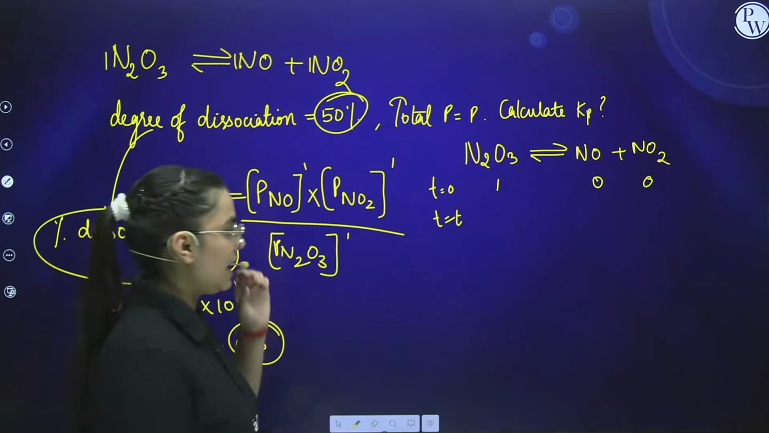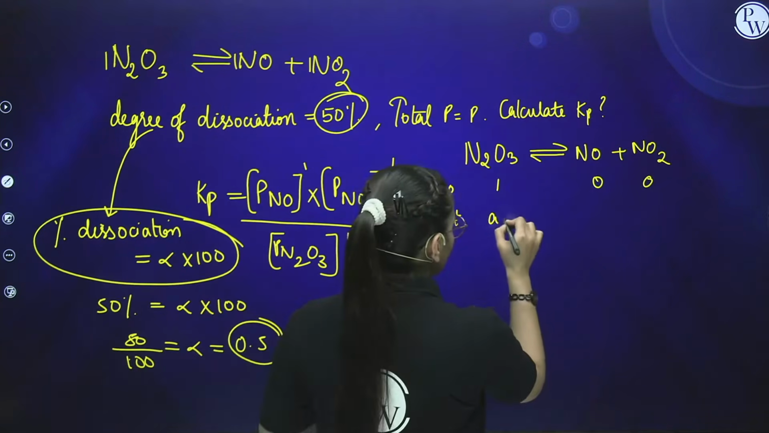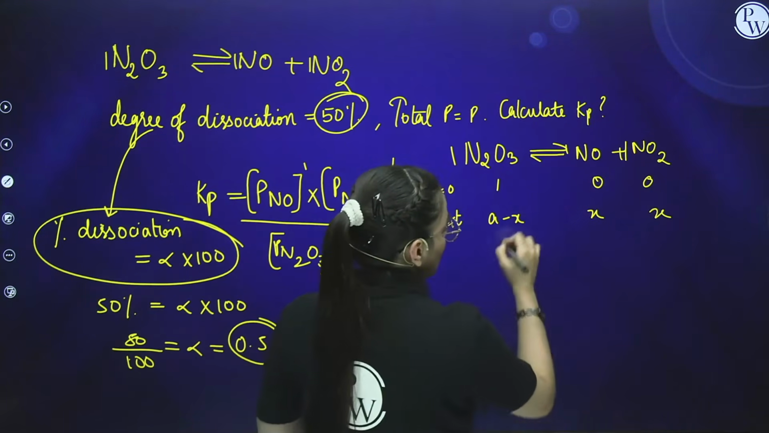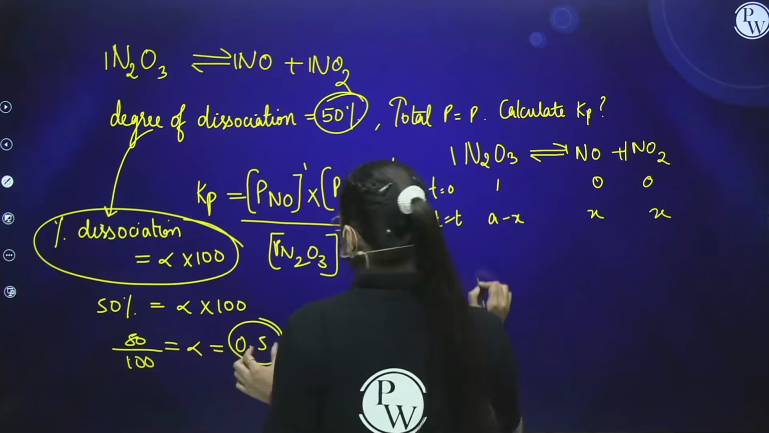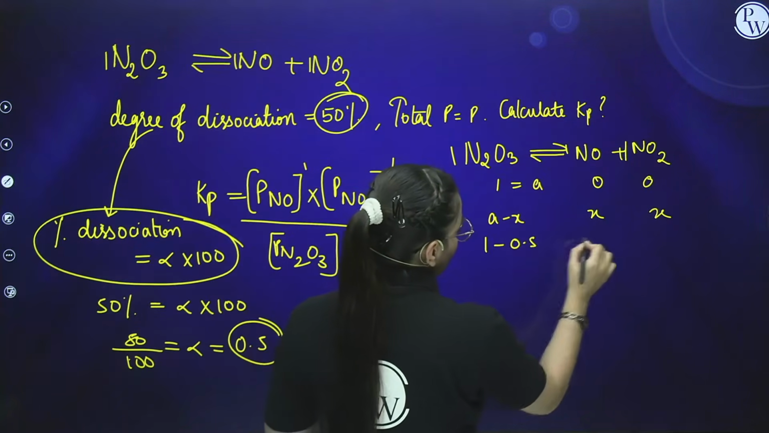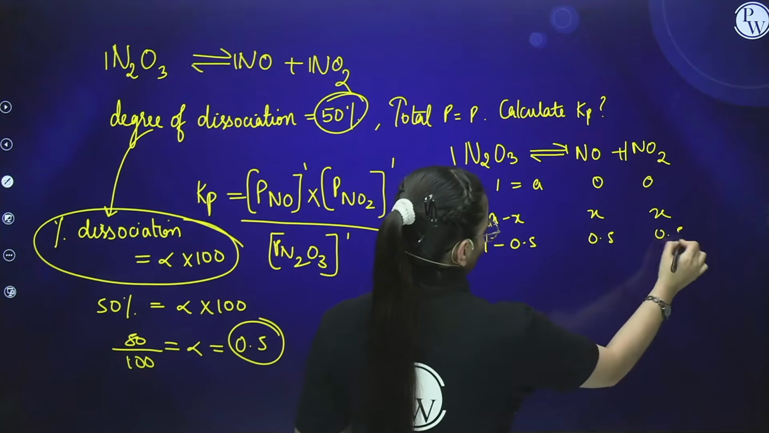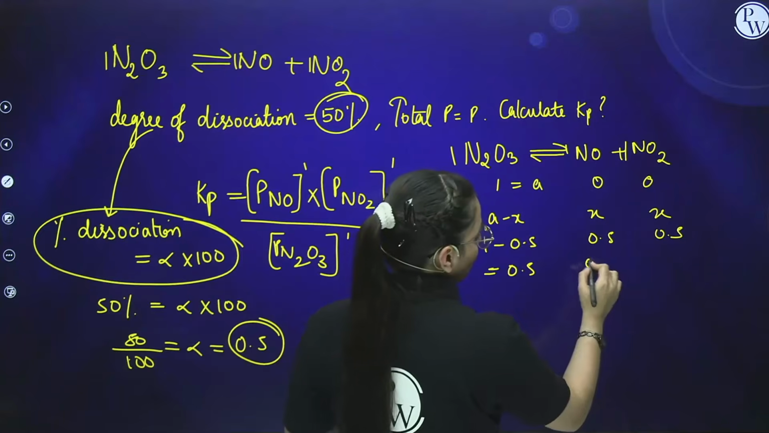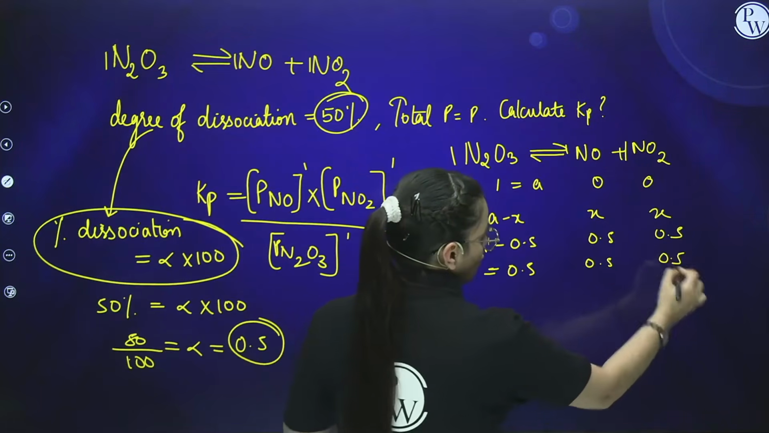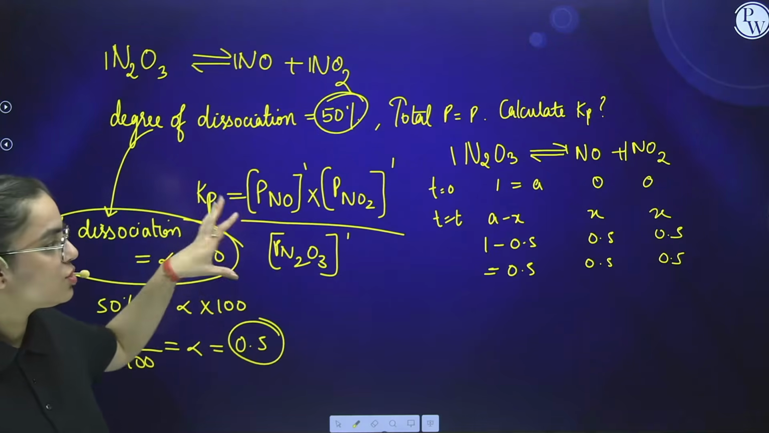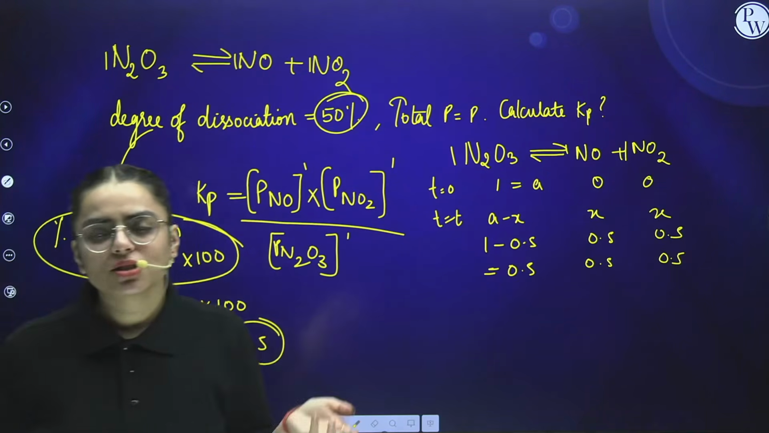0.5 is my alpha. And I know that what happens over here is a minus x, x, x, where 1 is taken. So here x comes out to be 0.5, and a is the initial one. So it will be 1 minus 0.5, which is 0.5, and this is also 0.5, this is also 0.5. Now if I put the values here, students, what am I going to get? It is quite easy, students.